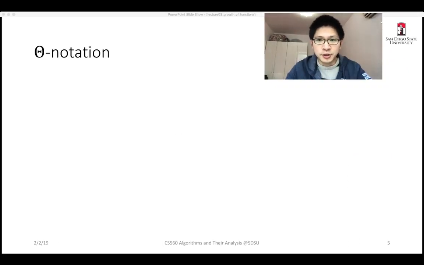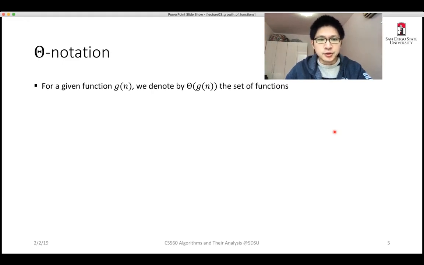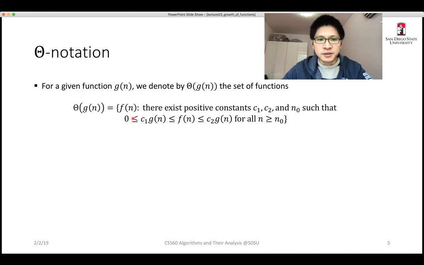Let's first look at the theta notation. For a given function g(n), the notation theta of g(n) is defined as a set, and the elements of this set are functions. It is a set where each element satisfies that there exist positive constants c1, c2, and n0 such that the function f(n) is greater than or equal to c1 times g(n), and f(n) is less than or equal to c2 times g(n), for all n greater than n0. So this is a formal definition of the theta notation of g(n) in mathematical language.